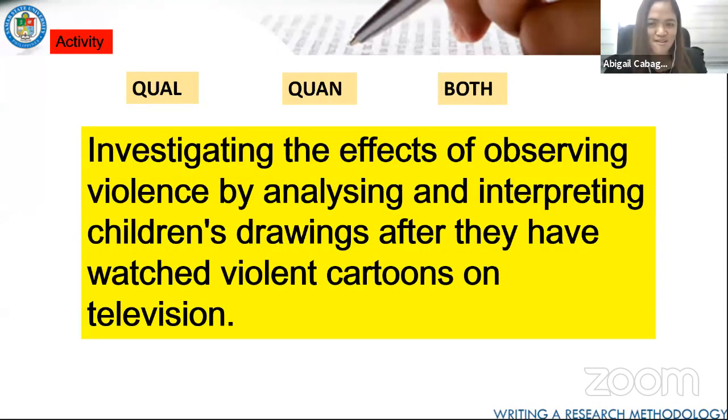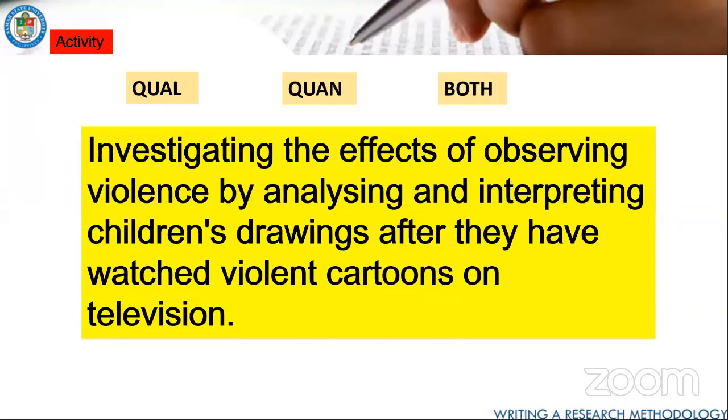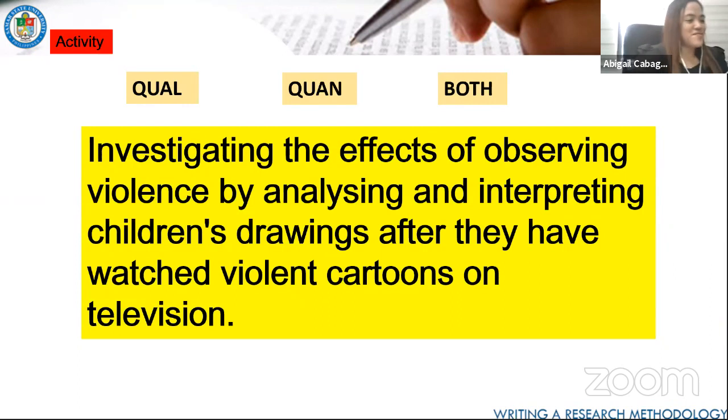Investigating the effects of observing violence by analyzing and interpreting children's drawings after they have watched violent cartoons on television. So is this quali, quanti, or can be both? Yes, Sir Ariel, quali. So far, qualitative answers. Okay, so you are correct. This is a qualitative research data.